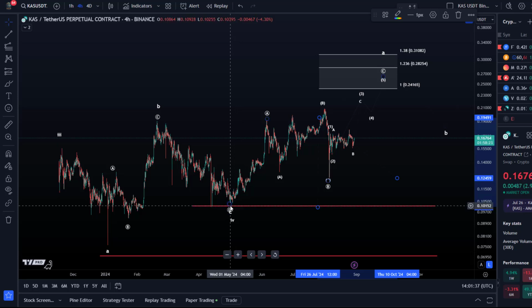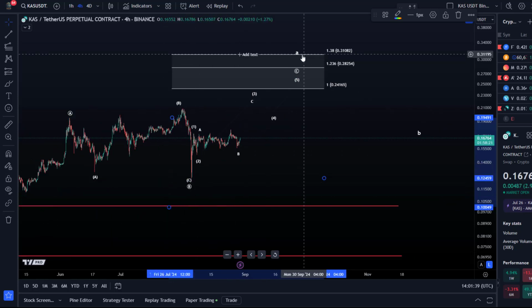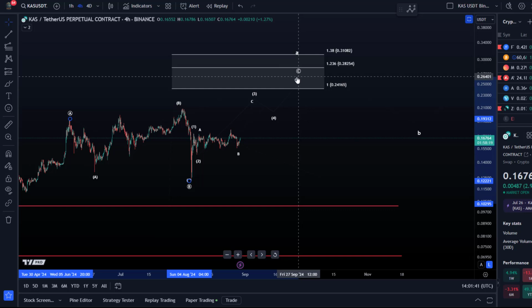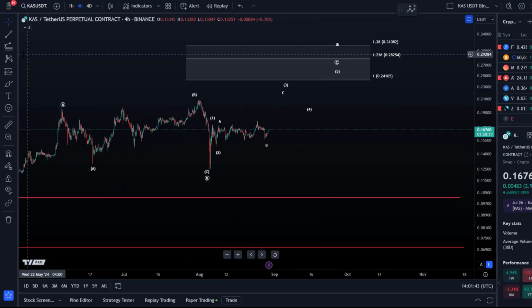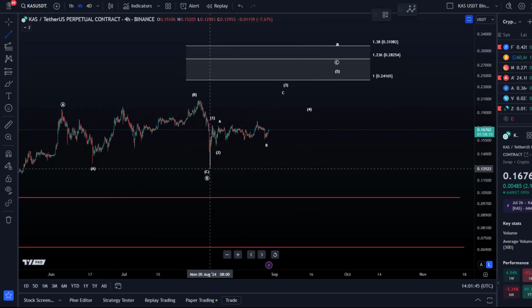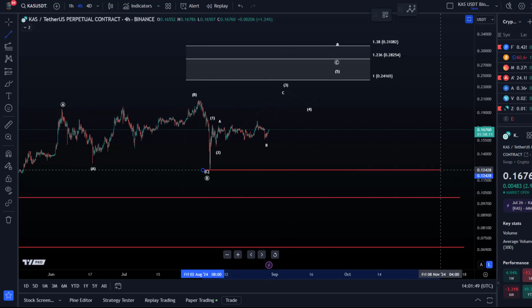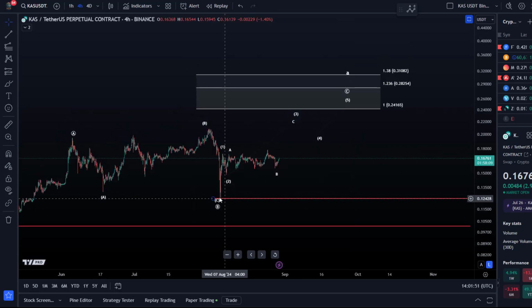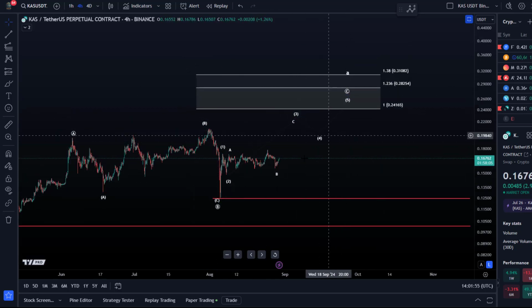That is one invalidation point, but for this microstructure and the thesis that wave C could have started, the invalidation point is here. It's the swing low from the 5th of August at around 12.5 cents. So this will be the key level that determines whether we are moving higher in the microstructure or not.